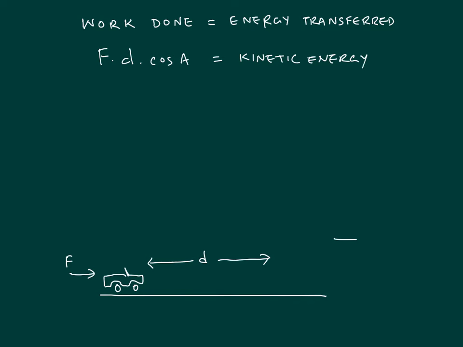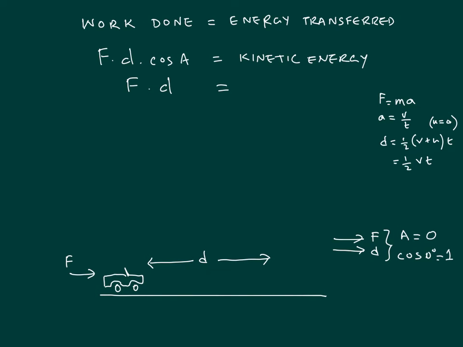Now in this case, since the force itself is acting to the right and the displacement that it causes is also acting to the right, the angle alpha will be equal to 0, and therefore cos alpha will be the cos of 0, which is equal to 1. Now since the cos of alpha is equal to 1, the amount of work done is equal to simply the force times the displacement, and that is what transfers kinetic energy to the body.